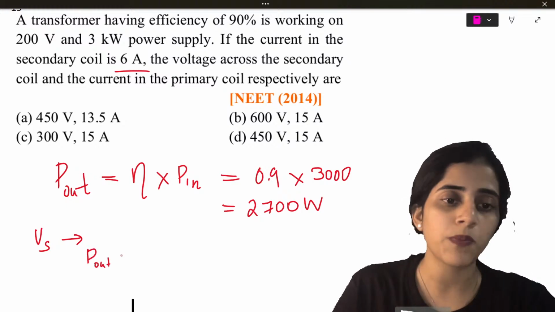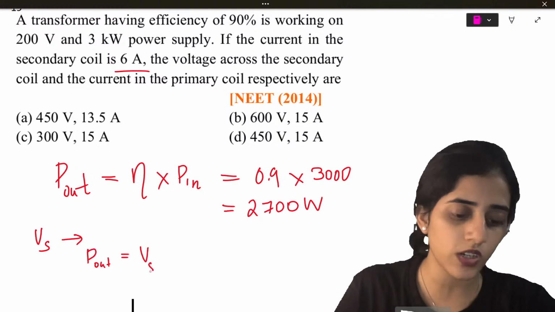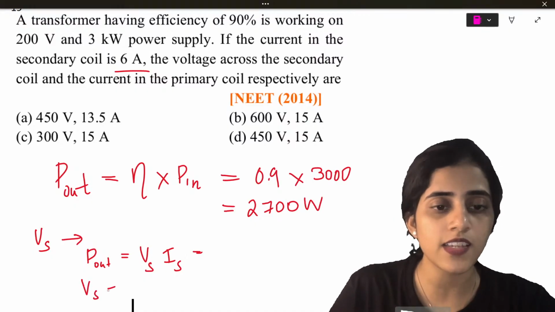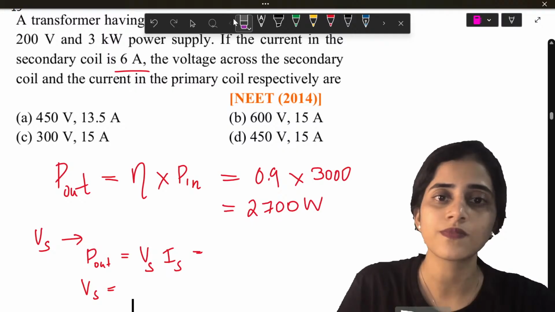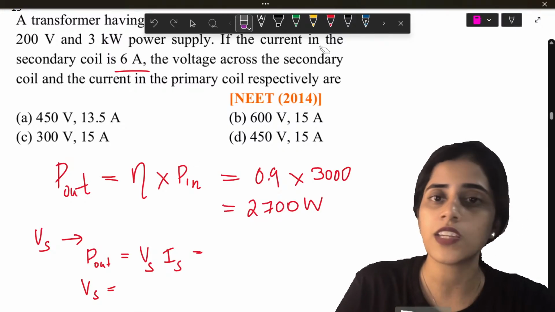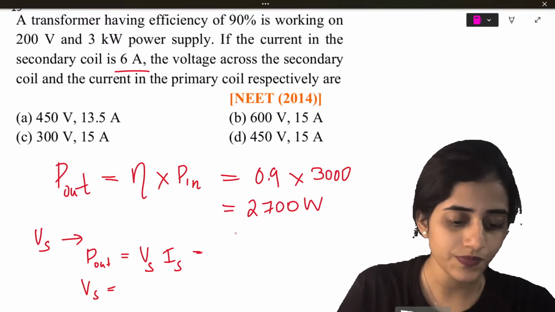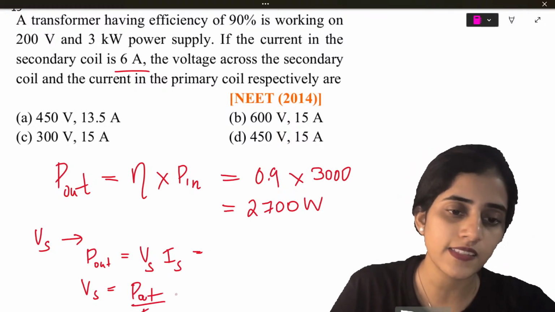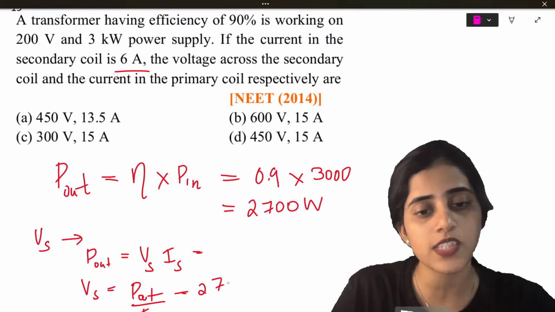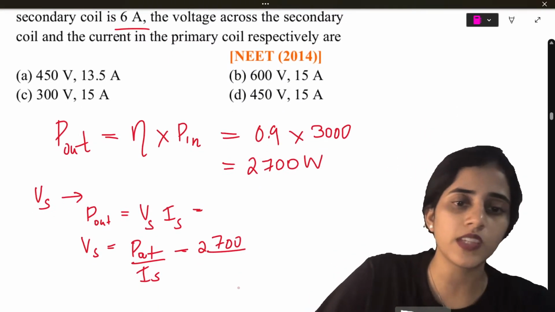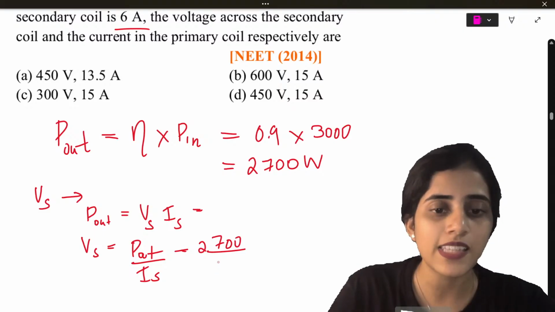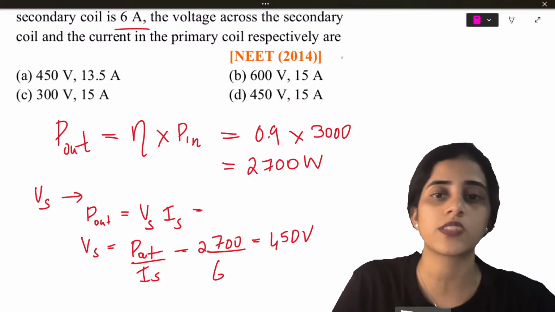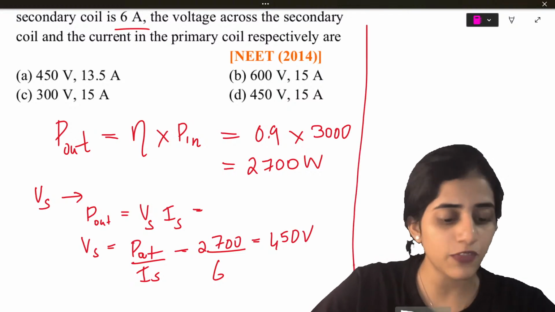So power output is what? Vs into Is, so Vs is equal to P output by Is, which is 2700 by 6 amps. How much is it going to be? 450 volts. Okay, I have found out the first thing.